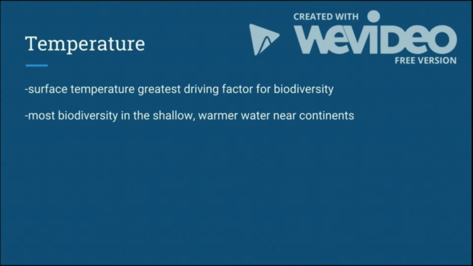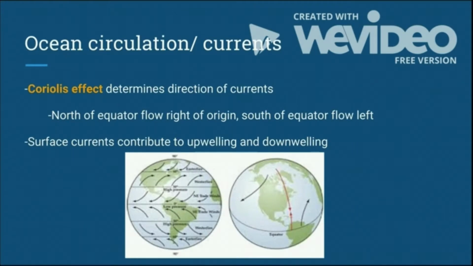Sea surface temperature is the greatest driving factor of biodiversity. Most biodiversity is found in the shallow, warmer water near continents. The second driver of ocean biodiversity is ocean circulation and the currents that create this.